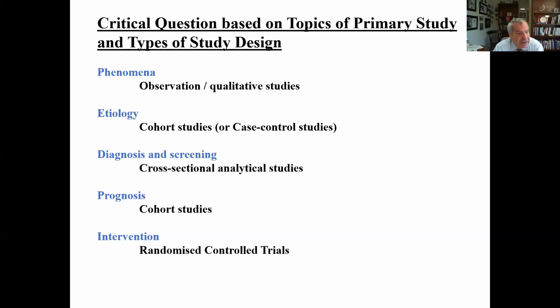For a simple diagnostic or screening question, cross-sectional studies and analytical studies work quite well. Prognosis is going to almost require a cohort study, as you're being able to follow someone forward. And then the intervention studies we would typically see with randomized control trials. So asking that critical question, selecting the appropriate study design that you would like to move forward.